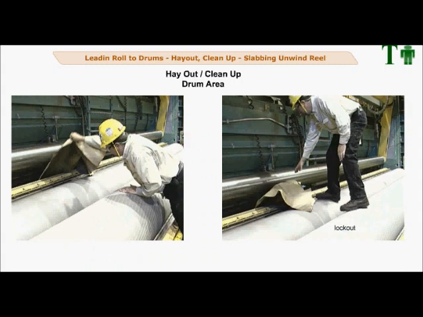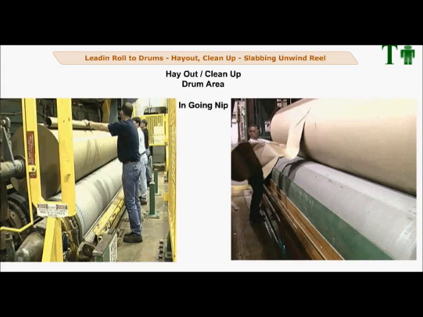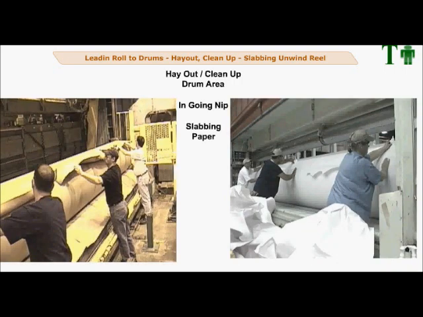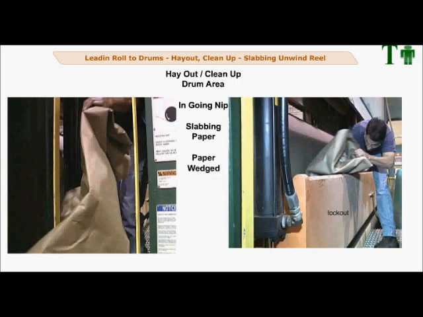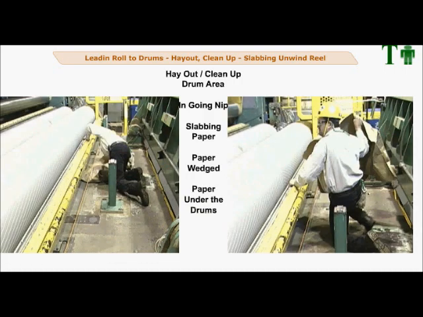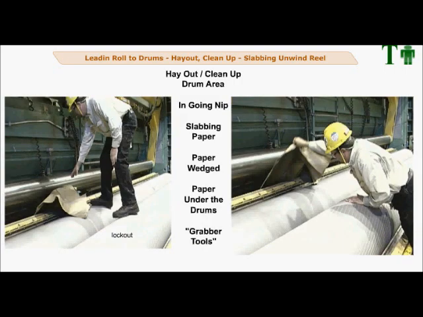When you are in the drum area, these hazards may be present. Be careful around the ingoing nip of the roll and the front drum. People have been seriously injured and killed at that point. Know that fellow winder crew members could be slabbing paper off of the drums or rolls. Look for paper that may be wedged in framework, chucks, slides, rider roll, etc. Be aware of paper under the drums. When retrieving paper, you must be aware of your hands and what they will come in contact with. Use grabber tools whenever possible.